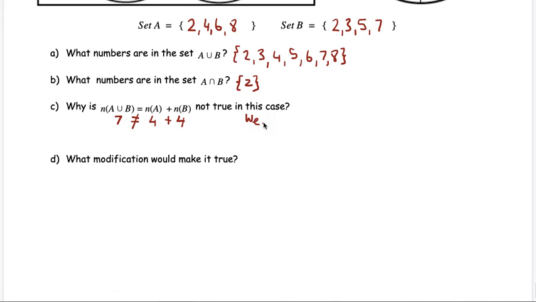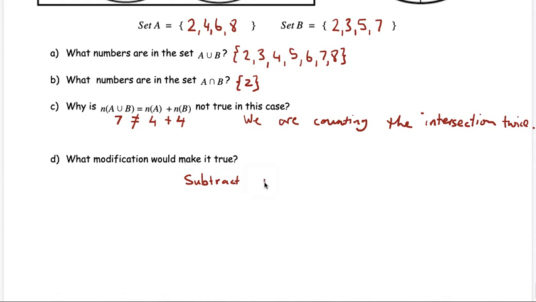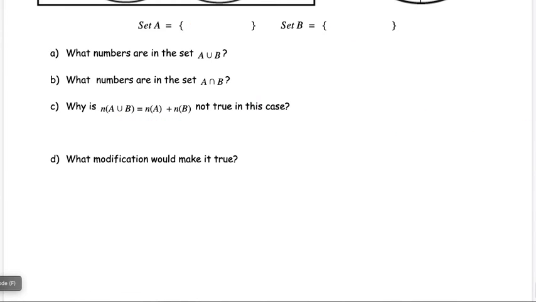So we are counting the intersection twice, right? So the intersection is only one item. To fix that, we'd subtract the number of items in A intersection B, and that's how that works, right? So that will lead us to the addition rule. Let's take a look at the addition rule.